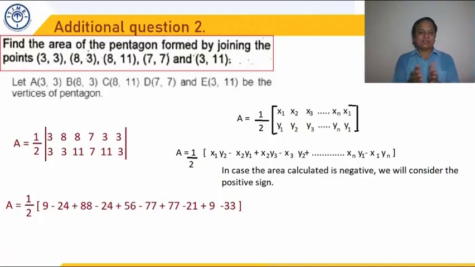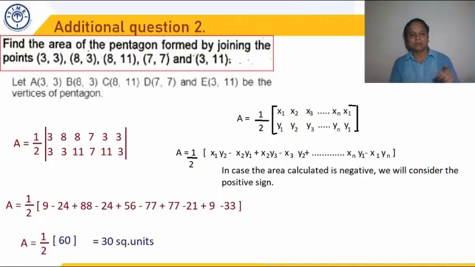Now 77 minus 77 cancel out. Terms can be simplified further. On simplification, when we take all positives and all negatives on one side, we get the final value as 60 inside the bracket. So 60 divided by 2 comes out to be 30 square units. So the area of the pentagon is 30 square units. We have to just keep one thing in mind: please do not change the order. Start from anywhere but close the loop and then simply apply.